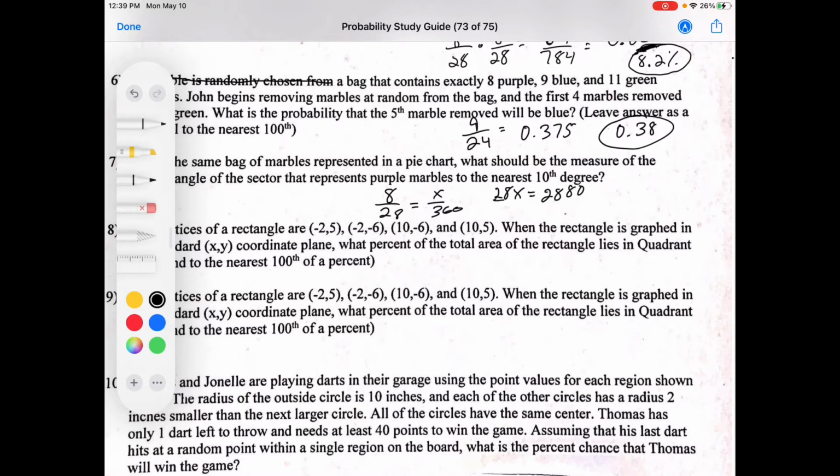2880. Divide by 28, divide by 28, cancel. And so my degrees would be 102.9 degrees. Another way to do that, you could say 8 divided by 28, that is 0.286, and then you could just say that times 360. And we get 102.9 degrees.